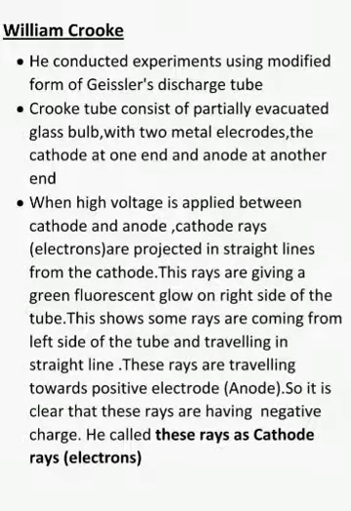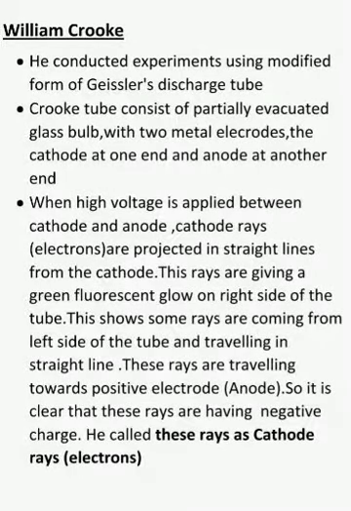Scientist is William Crookes. Now let us see his inventions. He conducted experiments using a modified form of Geissler's discharge tube. Crookes' tube consists of a partially evacuated glass bulb with two metal electrodes, the cathode at one end and the anode at the other end, that you can see in the diagram.